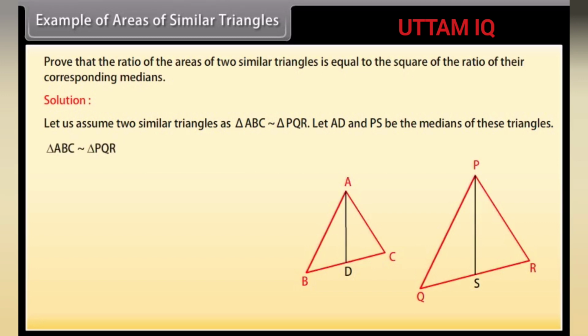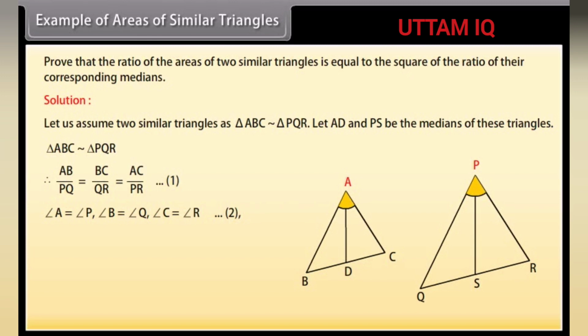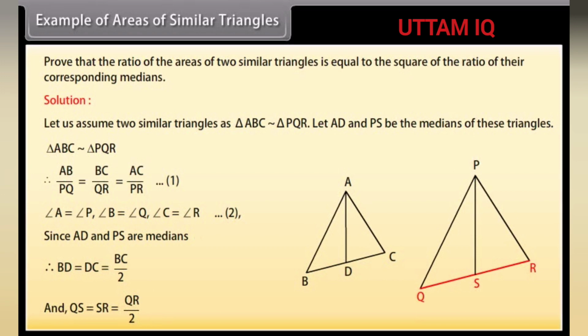Because triangle ABC is similar to triangle PQR, therefore AB upon PQ equals BC upon QR, which is equal to AC upon PR. Mark it as 1. Angle A equals angle P, angle B equals angle Q, angle C equals angle R. Mark it as 2. Since AD and PS are medians, therefore BD is equal to DC, which equals BC upon 2, and QS is equal to SR, which equals QR upon 2.